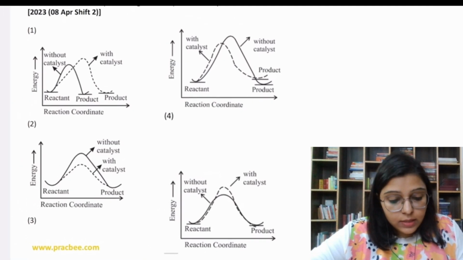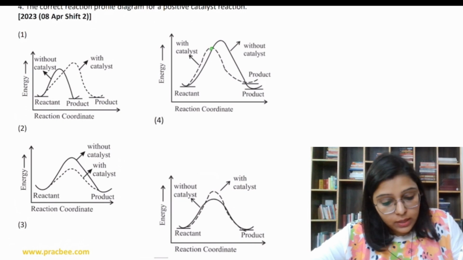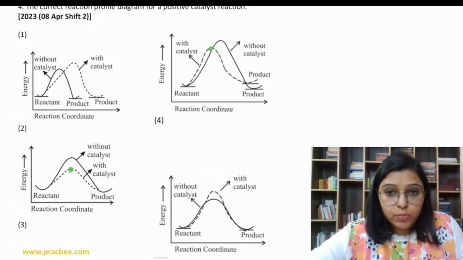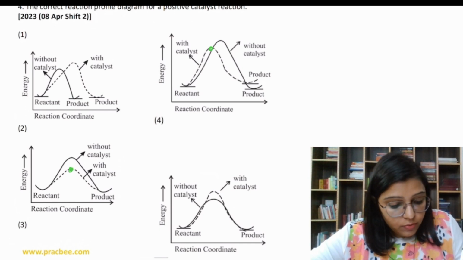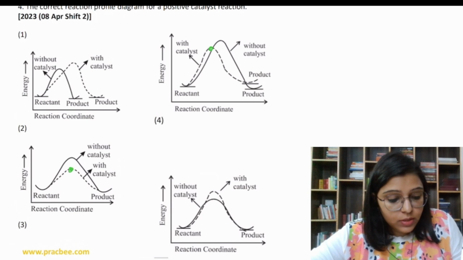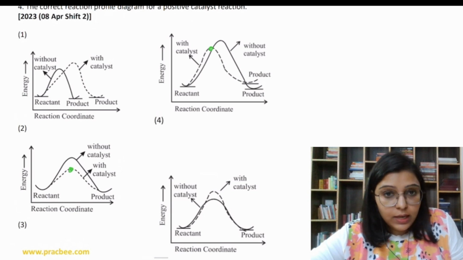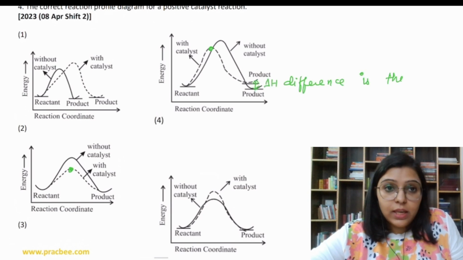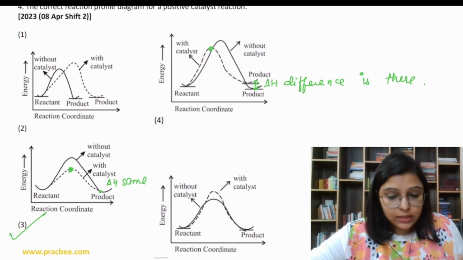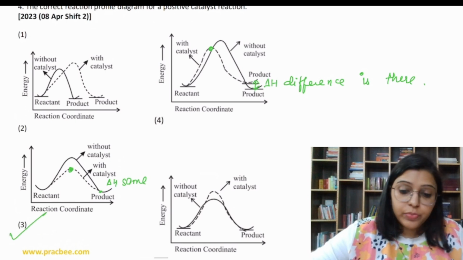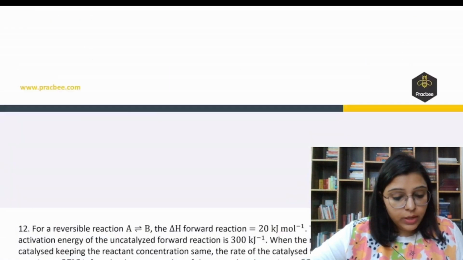So positive catalyst activation energy should decrease. So here activation energy decreases, here activation energy decreases. Right, so we have option number 3 and 4. Now if you see option number 4, so we have difference in delta H. Delta H difference is there, but if you see the option number 3, delta H is same, so it means the answer is option number 3. Okay, now let's do next question.